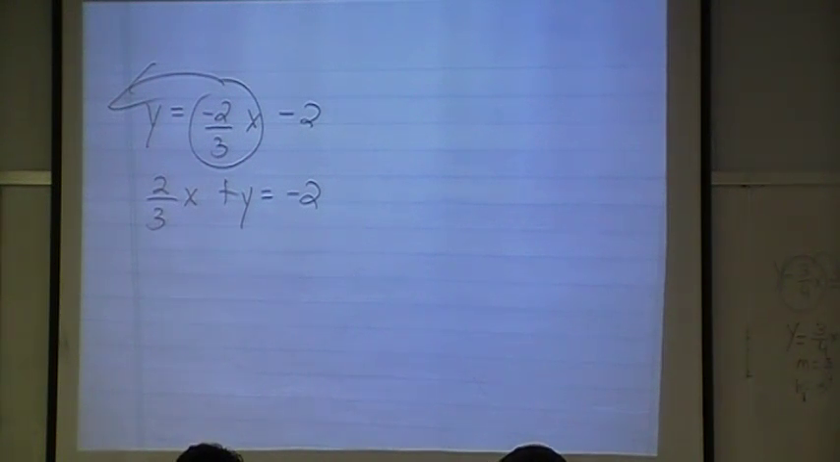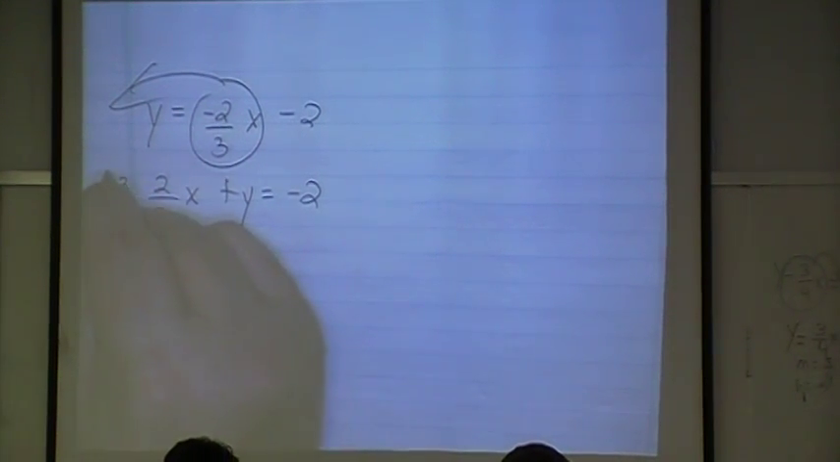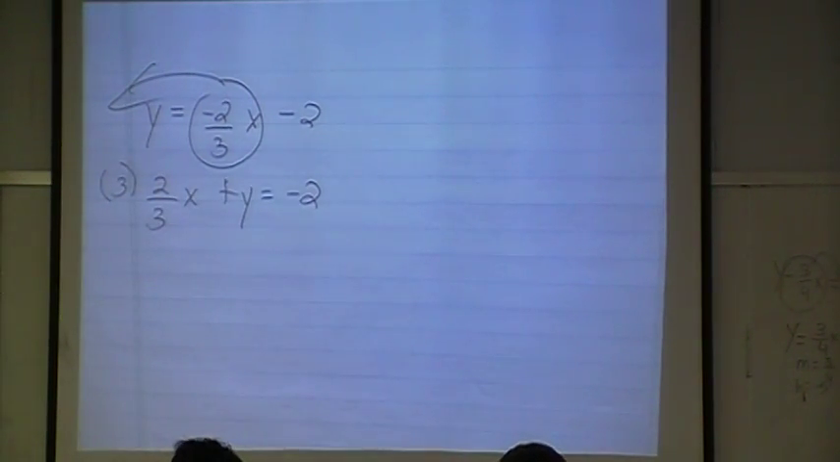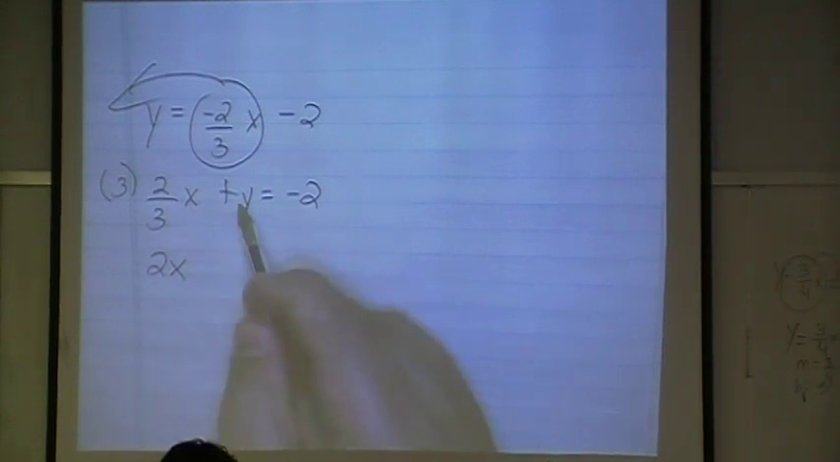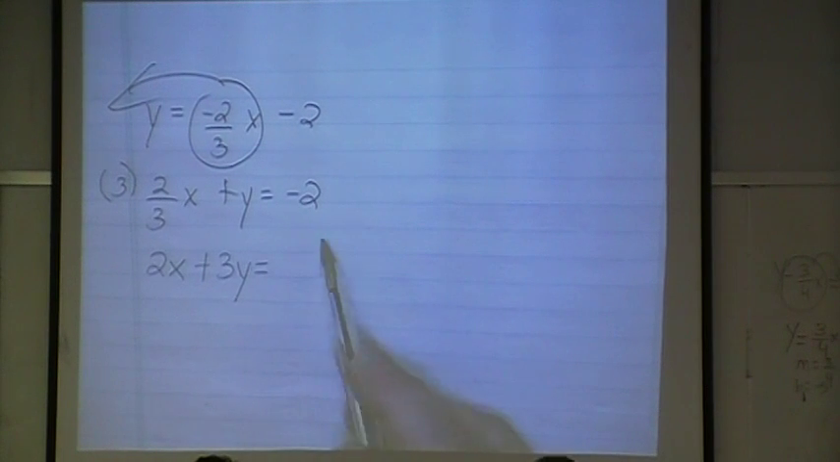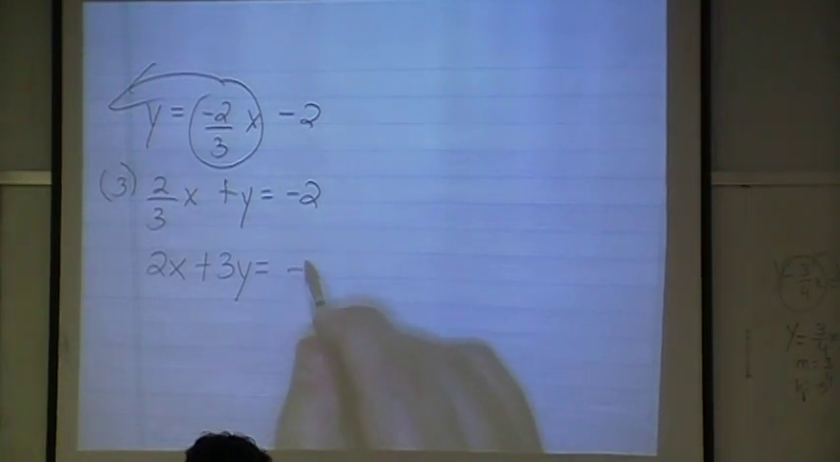Okay? Well, if I multiply everything by 3, what happens to this number? The 3's cancel out. What am I left with? I heard two different numbers. I can't put two numbers down. 2x. What about this? What's this change to? Negative 6.